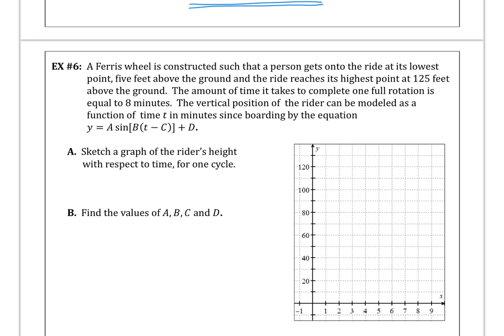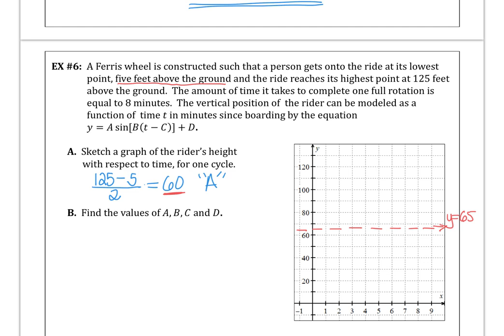So I want to know where the midline is. If we're 125 at a max and 5 at a min, and we want half of that difference, which is 60, and 60 is going to be our A value. And we start at 5 feet above the ground, so our midline is 65. So we want to sketch that in here and call that our midline, y equals 65, because they said we started at 5 feet above the ground, and if our A value is 60, that's going to have to be our location.